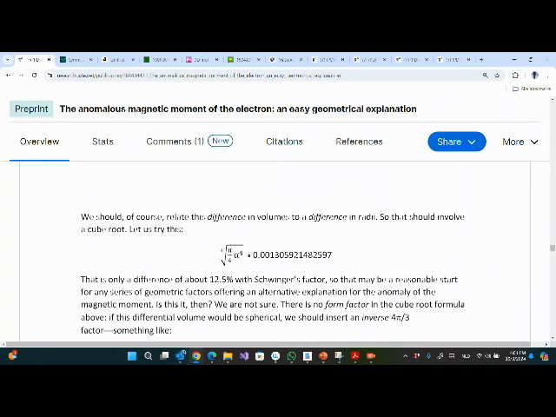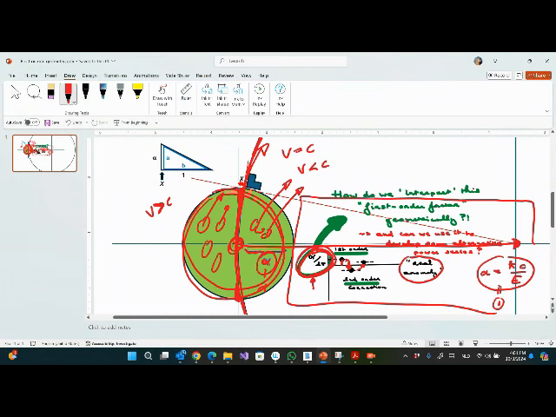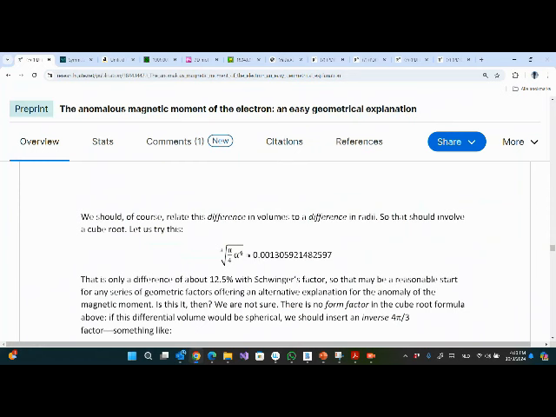Yeah, it makes sense. It's quite close to Schwinger's factor. As I write about it, there's only a difference of about 12.5% with Schwinger's factor. And so I'm thinking this alpha over 2 pi, maybe that's not a first order factor, but a factor that combines a few correction factors. And the first correction factor that I would get out of my geometric analysis would be this one, 12.5%.